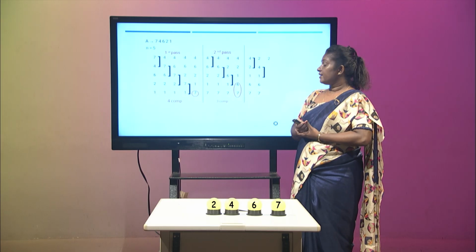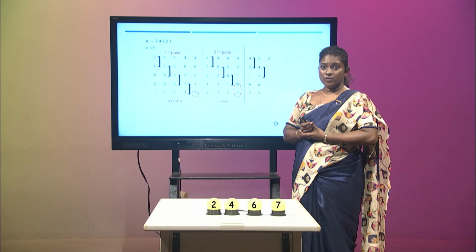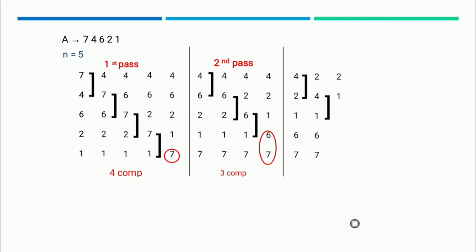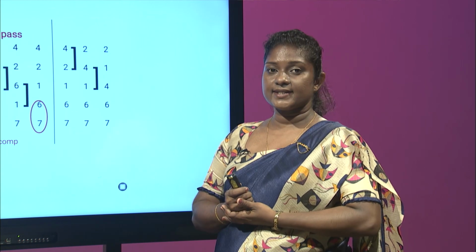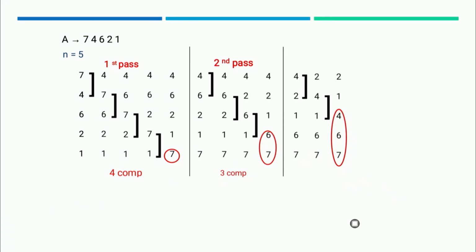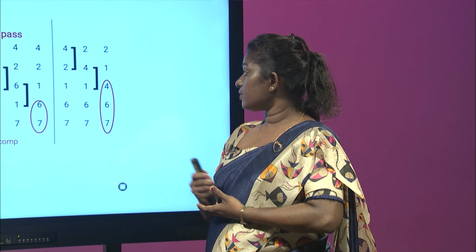4 is going down and 1 is going up. Therefore, 2 remains as it is at the first place. Then 1, 4 and 6, and finally we can see 7. Now you can see that the last 3 elements are sorted. So, we do not need to compare 4 with 6 or 4 with 7.